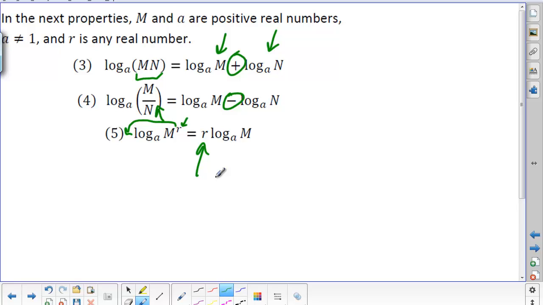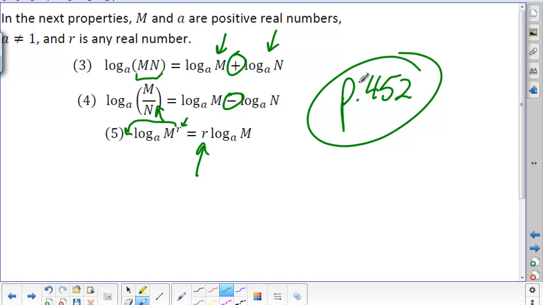The details on why these properties are true are in the textbook if you want to look on page 452. You don't really need to know the derivations for these, so feel free to look at those if you're wondering why that's true. It really relates to some properties of exponents we have, just to get you thinking in the right direction. This first property here is sort of equivalent to when we have a to the m times a to the n equals a to the m plus n. That's the equivalent property for those properties of exponents.